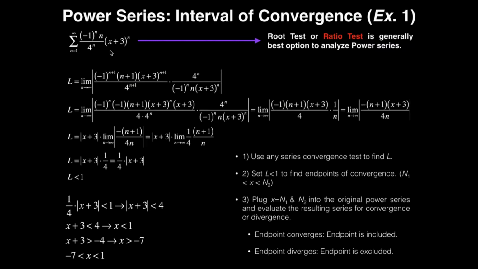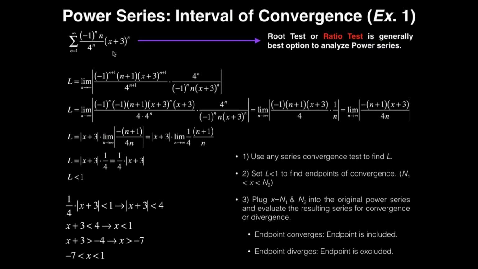There still remains one question though. We know between these endpoints the power series converges, but what about exactly on the endpoints? Exactly on x equals 1 and exactly on x equals -7? Well, the third step is actually to check the endpoints, which we'll actually do on the next slide. So now let's go and work the first two steps of this problem. We're going to use a series convergence test on this power series to determine L, and then we're going to set L less than 1 to find the endpoints.